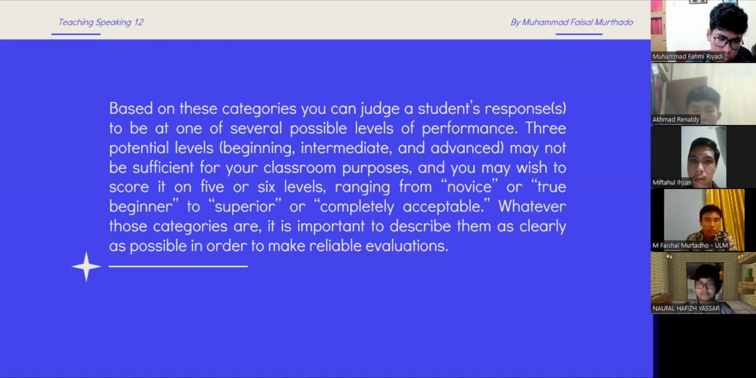Based on these categories that I've mentioned, you can judge a student's responses to be at one of several possible levels of performance. Three potential levels, which people usually use, beginning, intermediate, and advanced, may not be sufficient for your classroom purpose. You may wish to score it on five or six levels, ranging from novice or beginner to superior or completely acceptable. Whatever these categories are, it is important to describe them as clearly as possible in order to make reliable evaluations. Next slide.